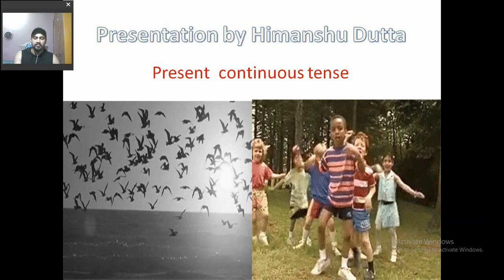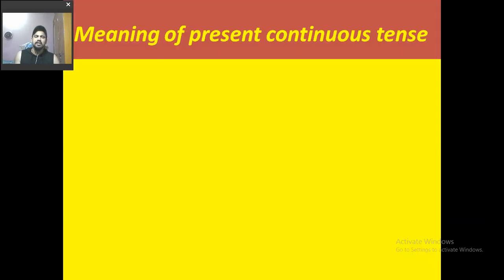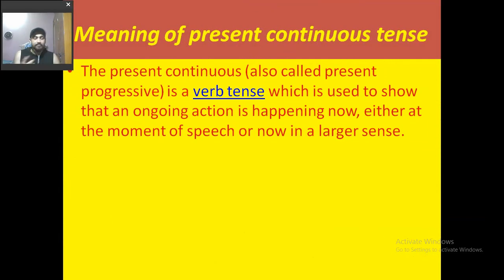So then, what is the meaning of the present continuous tense? A little bit of it we have already discussed, so let's add to that. Present continuous tense is a verb tense. Obviously, verb means action. It's an action tense. Why is it an action tense? Because it tells us about the ongoing action, which is used to show that an ongoing action is happening right now, either at the moment of the speech or now in the large sense.